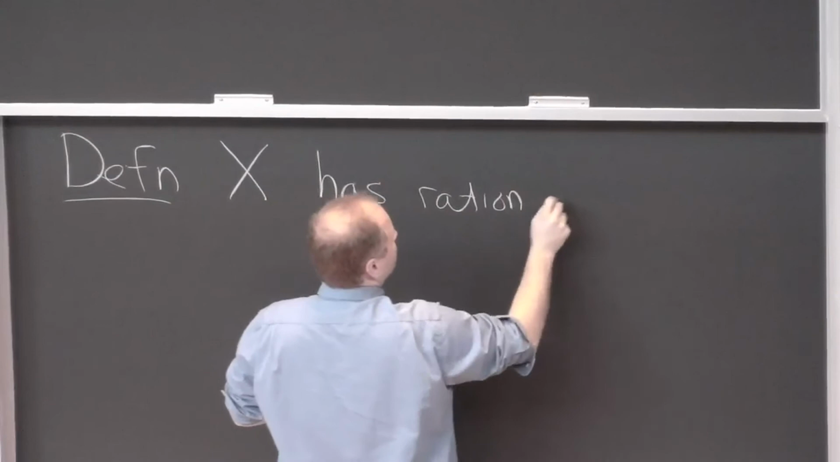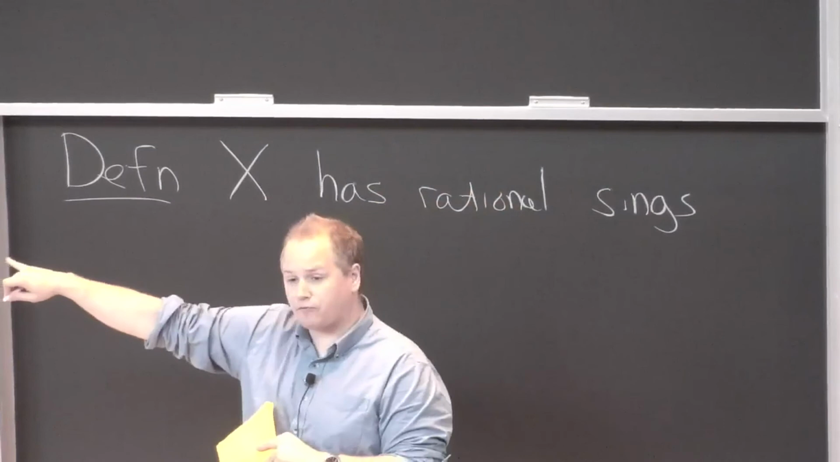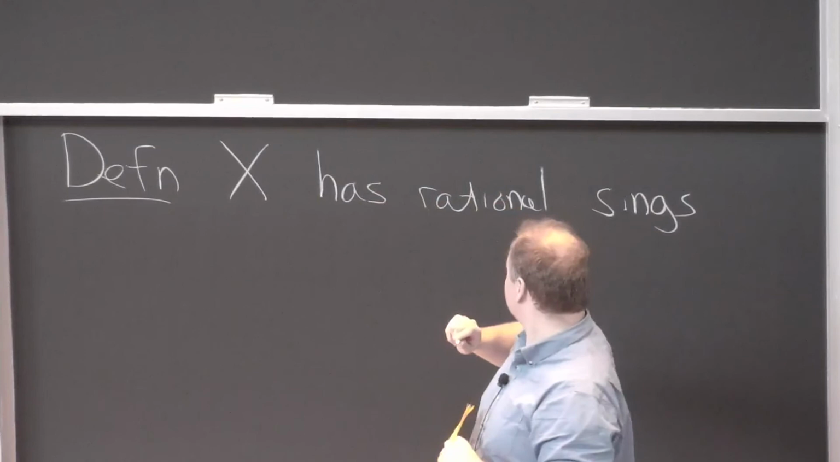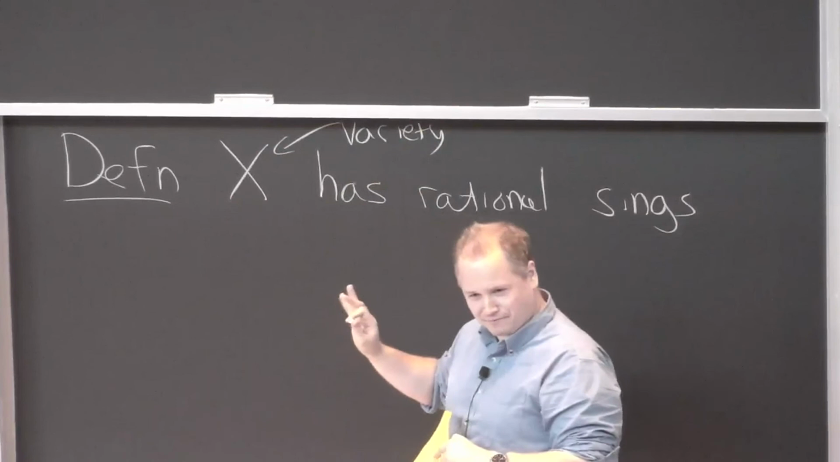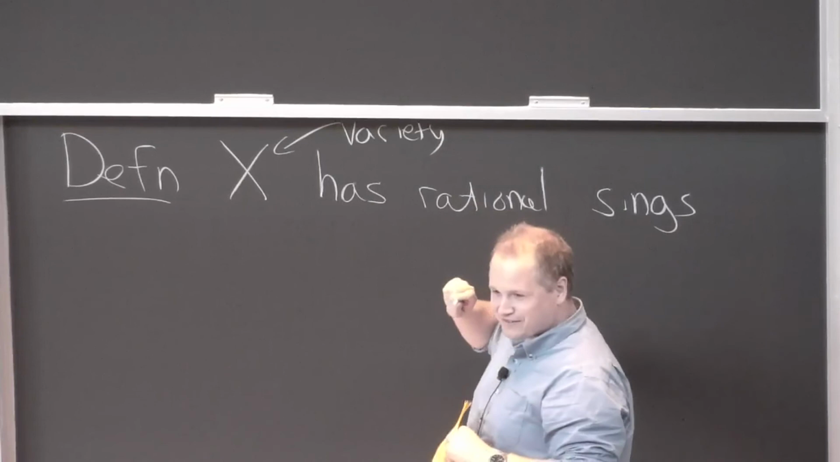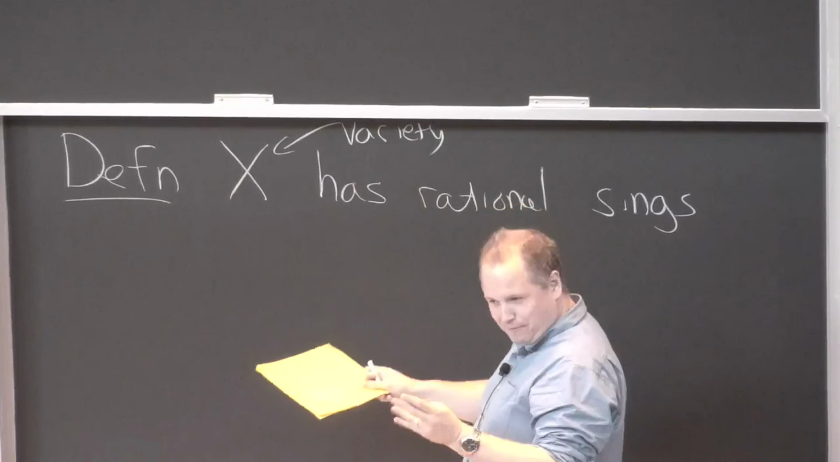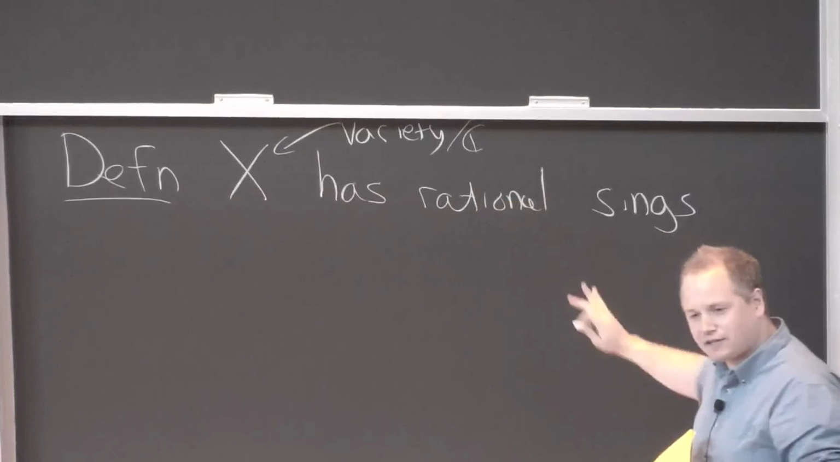Oh, I'm sorry, a smooth projective variety over C? What? Oh, okay. X is a variety over C? All right. Well, no, smooth projective varieties do have rational singularities over C as well. I will point that out. Today we're not going to go into that direction, but we could. So this is a variety over C, not necessarily smooth.